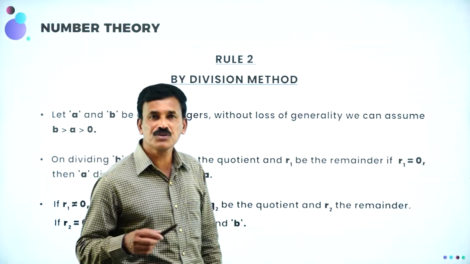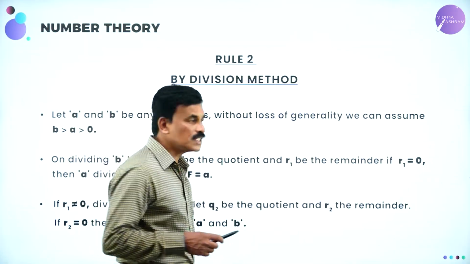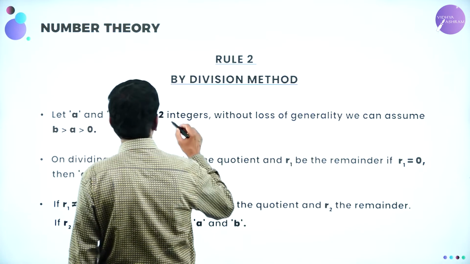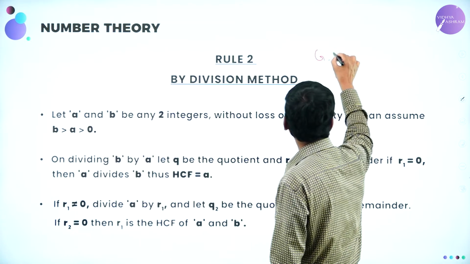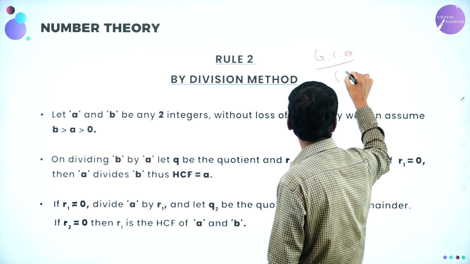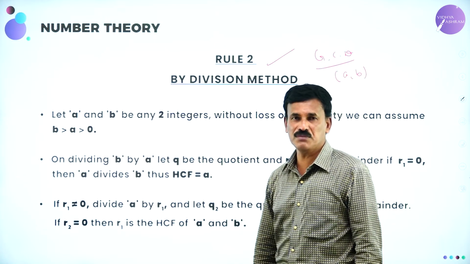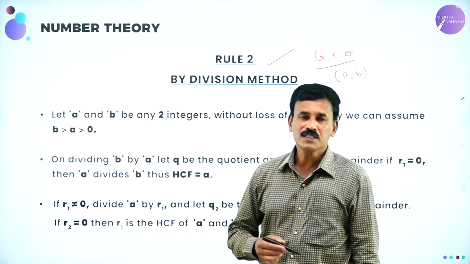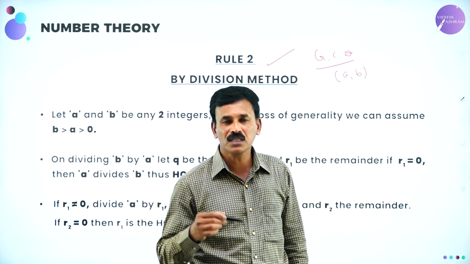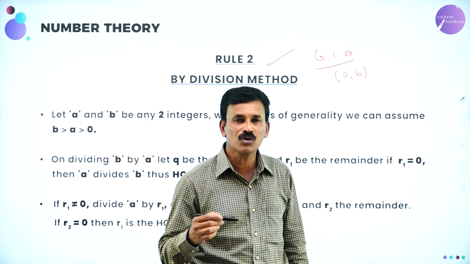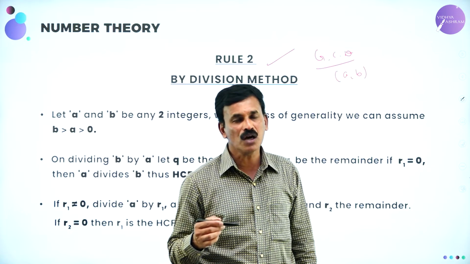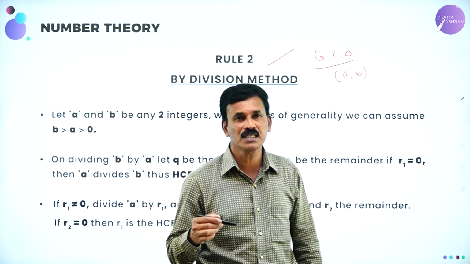Let us discuss how to find the GCD, the greatest common divisor, of two numbers A and B by the division method. That is called the division method to find the GCD. It's also called the Euclid algorithm method. Now here we are going to study Euclid's algorithm.